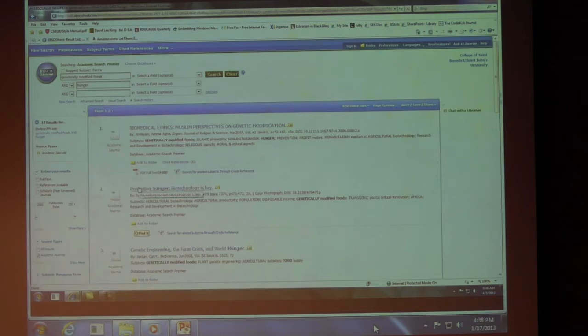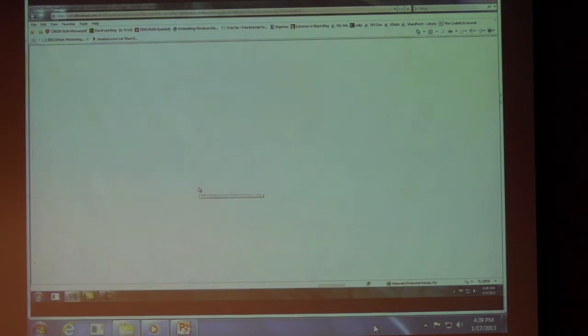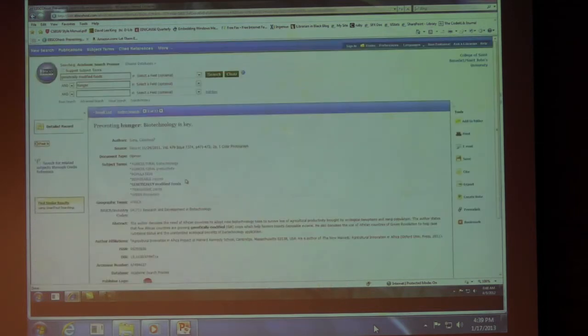Oh, number two, right away. And it was November 2011, titled Preventing Hunger, Biotechnology is Key. I'm gonna click on that. Abstract, the author discusses the need of African countries to adopt new biotech tools to survive loss of agricultural productivity brought by ecological disruptions and rising population. The author states that new African countries are growing genetically modified crops which help farmers boost disposable income. He also discusses the use of African countries' green revolution to help raise nutritional status and the unintended ecological benefits of biotechnology application. This sounds really good.